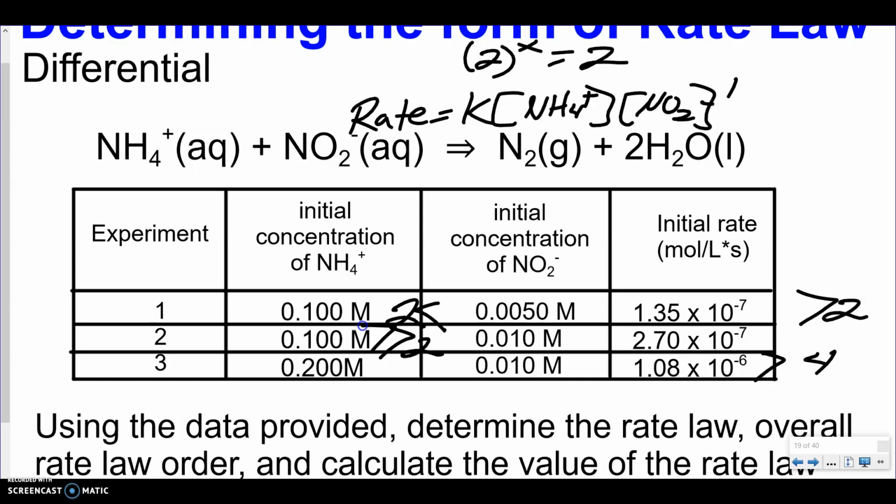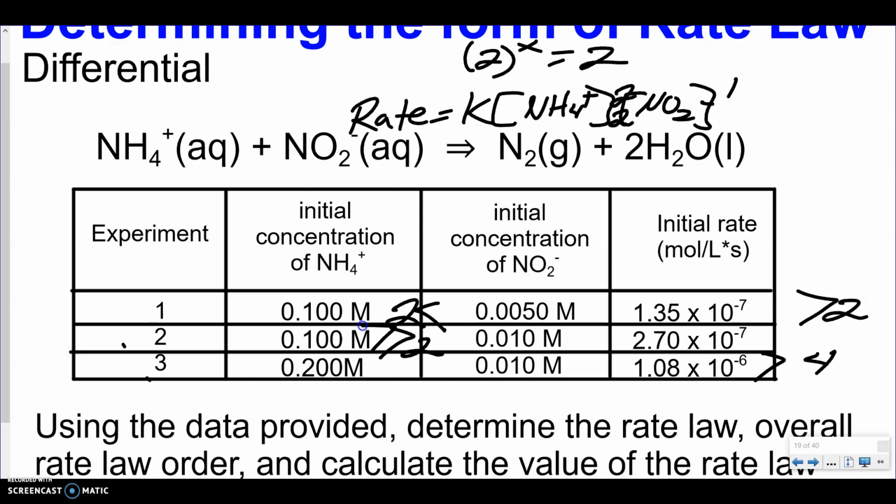If we look at these, it's actually a quadruple factor. In other words, going from 2.7 times 10 to the negative 7 to 1.08 times 10 to the negative 6, I'm actually quadrupling my rate. So doubling concentration is quadrupling rate. What does that actually mean? Well, 2 to the x equals 4, so x must be 2. That means my order for my NH4 is 2.